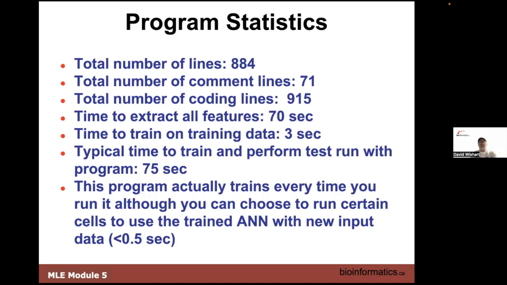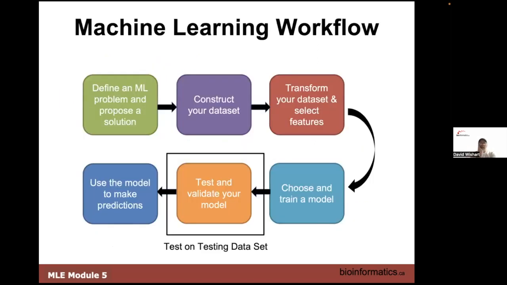The total number of lines for this gene finding program is huge. It's almost 1,000 lines. And to be able to do all the feature extraction, finding the PSSMs, calculating the hexamers, takes a while. When we trained it on the 3 million bases, it was fairly fast. So the overall performance is 73 seconds. It will train every time you run it, so it's going to be a little slow. But you can also choose certain cells, and that can be faster.